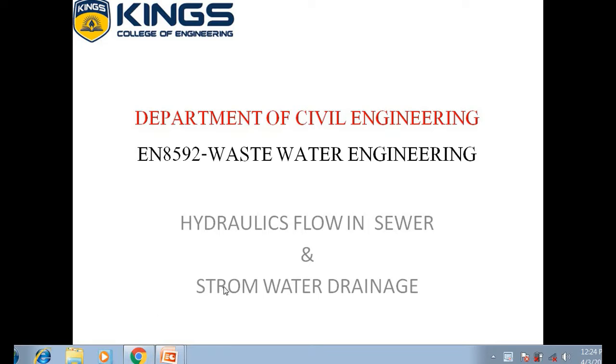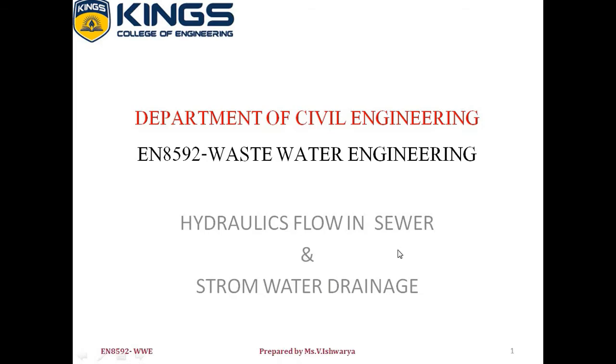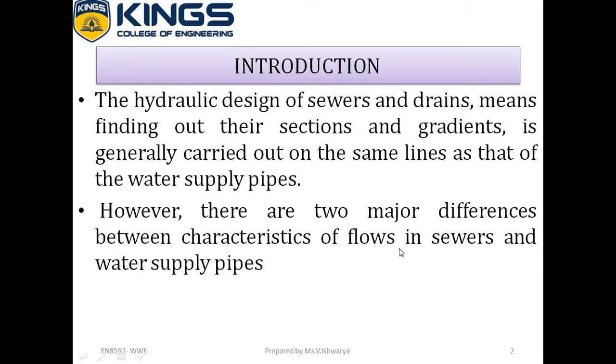Now we are going to see the topic hydraulic flow in sewer and stormwater drainage. Introduction. The hydraulic design of sewer and drain means finding out the sections and the gradients. Section means the area of the pipelines, and gradient means the slope of the pipeline which is to be carried out for laying the pipelines.